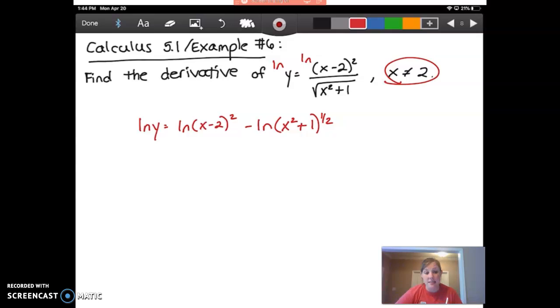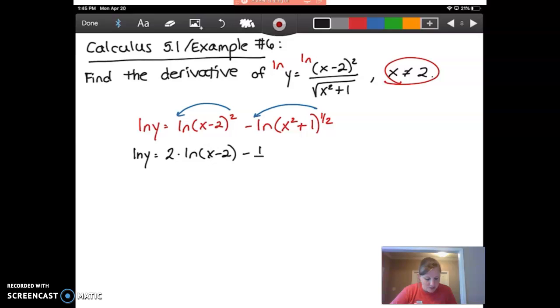From this point, I'm going to continue going on with my exponents becoming coefficients. So I'm going to move these out front. When I do, I will have the natural log of y equals 2 times the natural log of x minus 2, minus 1/2 times the natural log of x squared plus 1. Now I'm going to be taking the derivative of both sides.